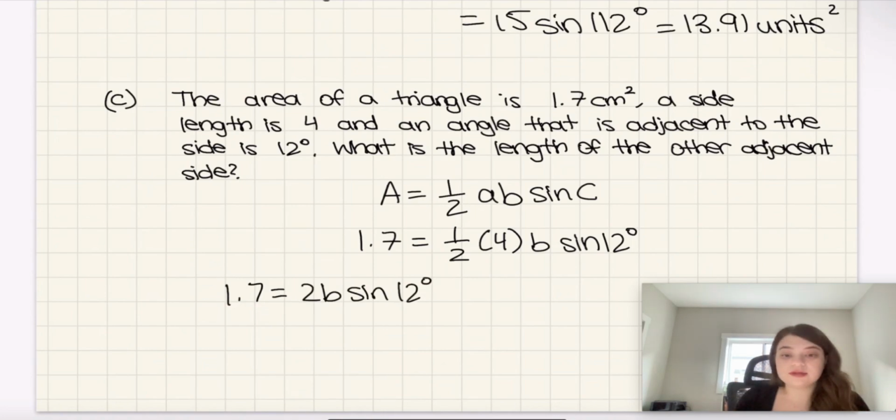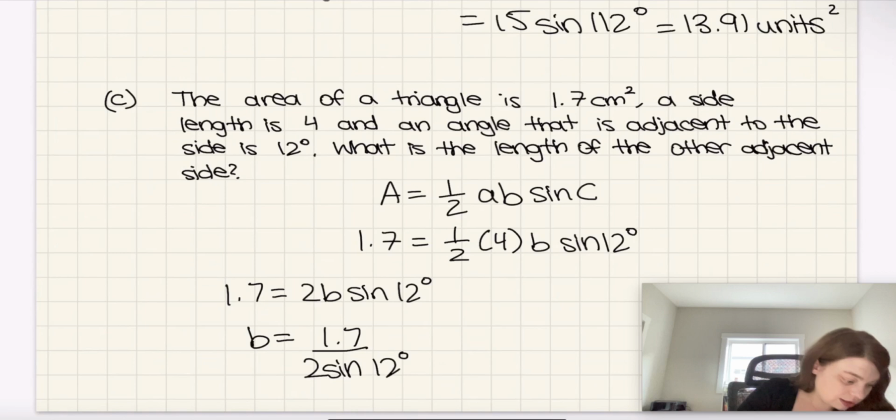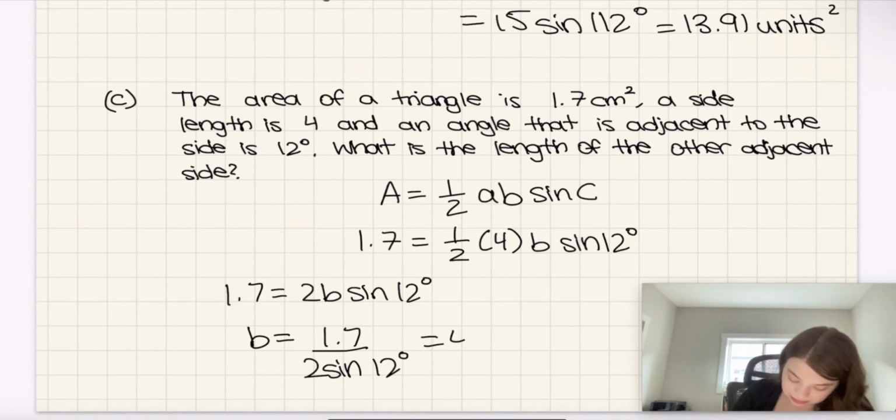Then we can divide both sides by 2 sine 12. So we get that b is equal to 1.7 divided by 2 sine 12 degrees. And then I'm going to grab my calculator and type that in. 1.7 divided by 2 sine 12 is equal to about 4.09 when we round it to the nearest two decimal places.